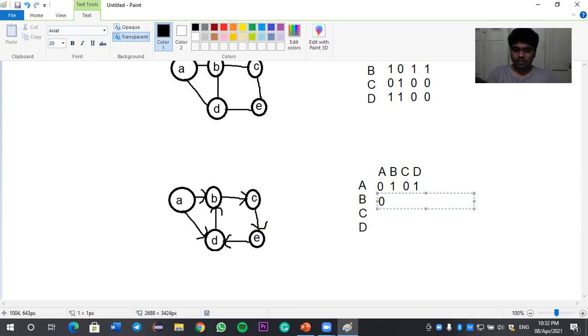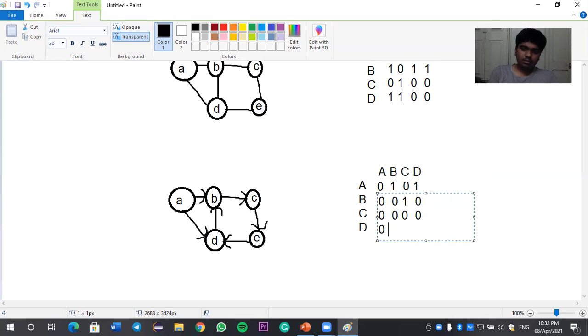So B to A is not possible. B to B is also not possible. B to C is possible, but B to D is not possible. And C to A is not possible. C to B is also not possible. C to C is also not possible. C to D is also not possible.